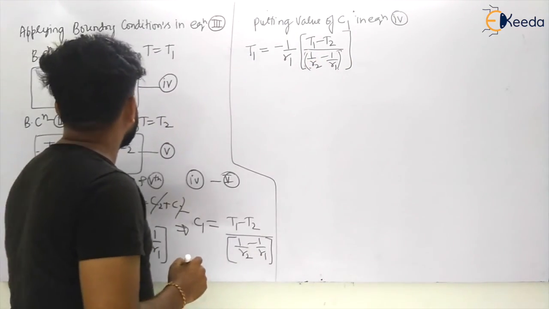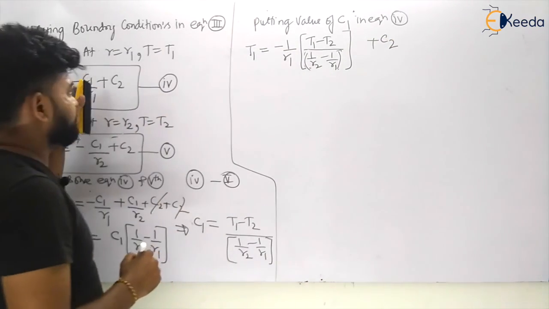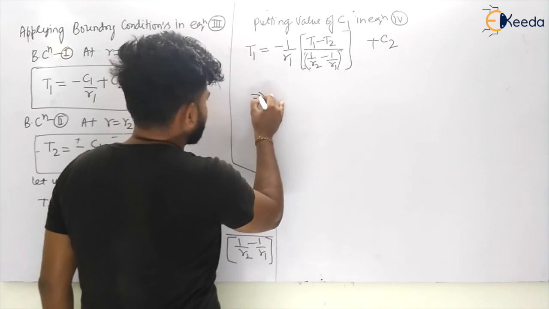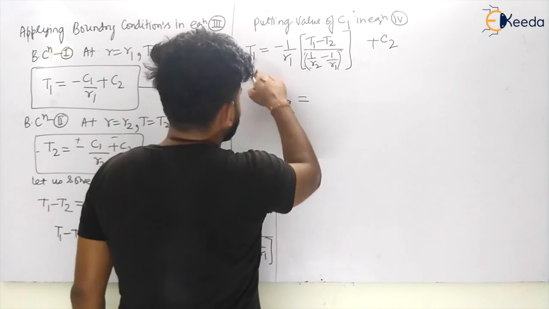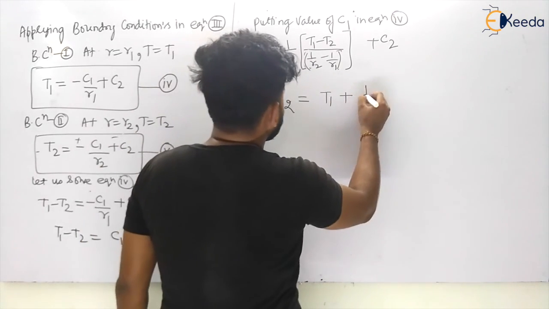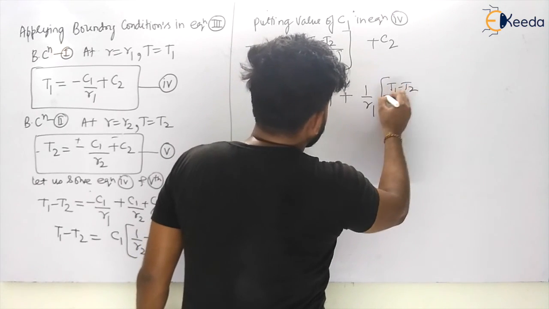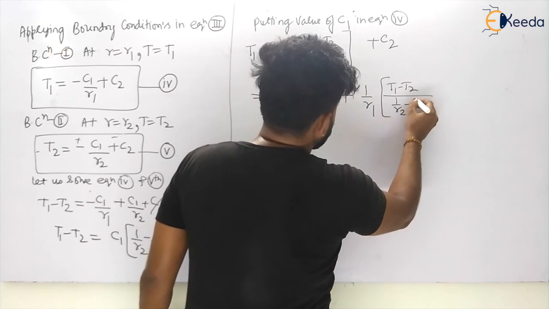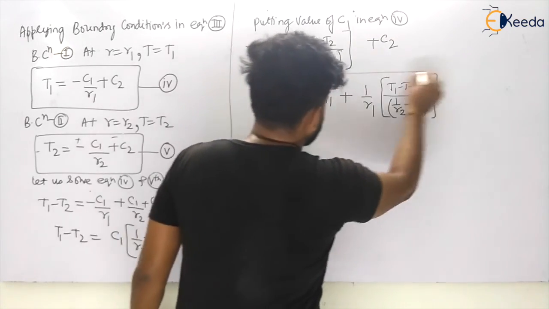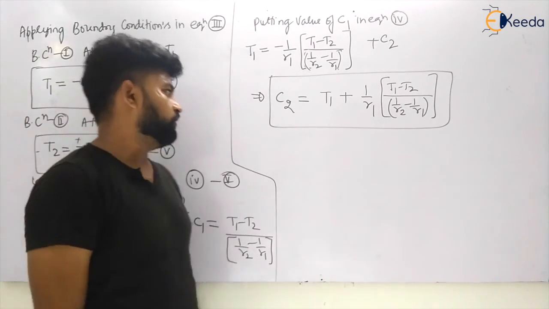Plus C2. So C1 I have put, R1 is already there, and C2 I have to calculate. So what will be the value of C2, my dear students? C2 will be equal to T1 plus 1 upon R1 into delta T, which is T1 minus T2, divided by 1 upon R2 minus 1 upon R1. So my dear students, I have calculated the value of C1 and C2 now.